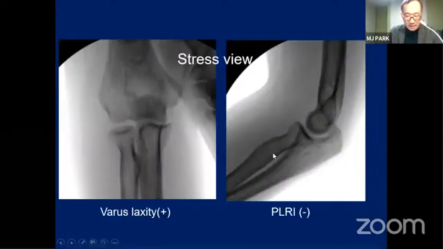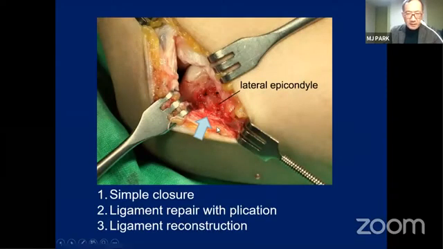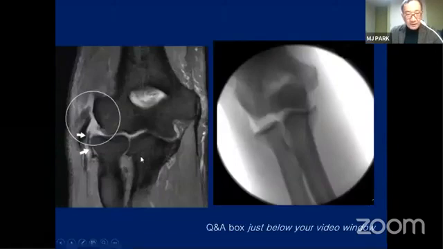And a stress test under anesthesia to evaluate the stability is very, very helpful to decide what procedure we will do for the ligament. So if there is only laxity with a firm end point, after the debridement you can close the defect simply, or if you are concerned about instability after the operation, pull-out repair with an anchor may be a good option. And if definite instability is observed, obviously ligament reconstruction is indicated.